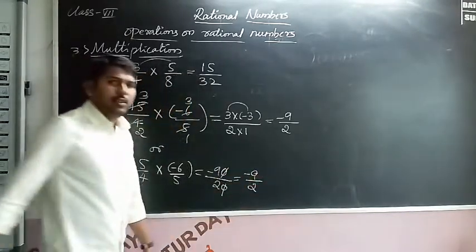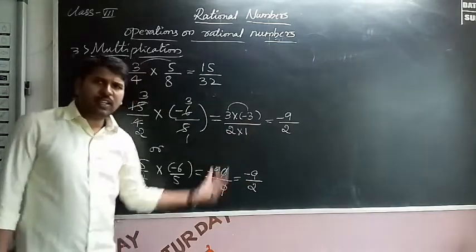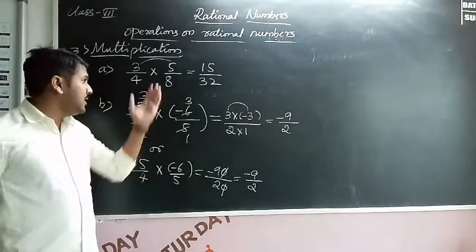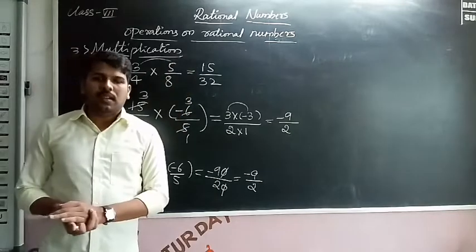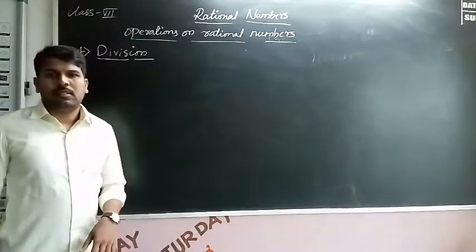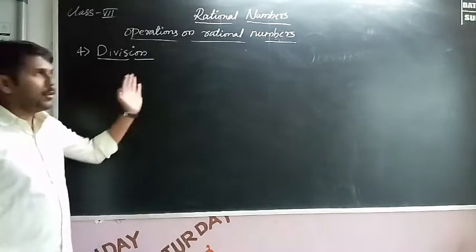Minus 9 by 2. Same, no? Both are correct. Use any one method. So this is the multiplication of rational numbers. Last operation, division. So how to divide the rational numbers?